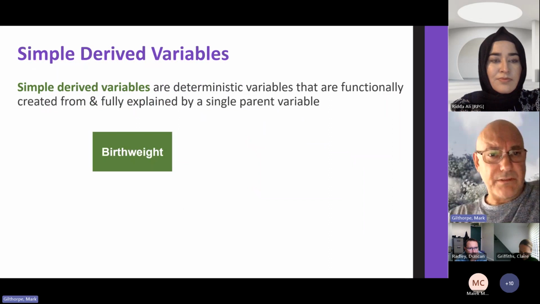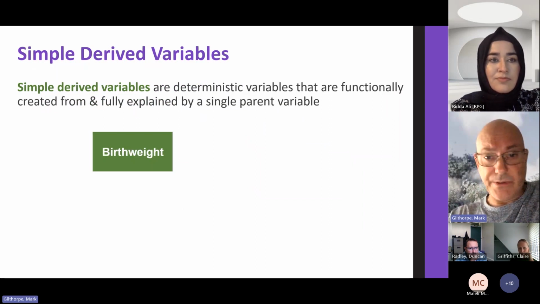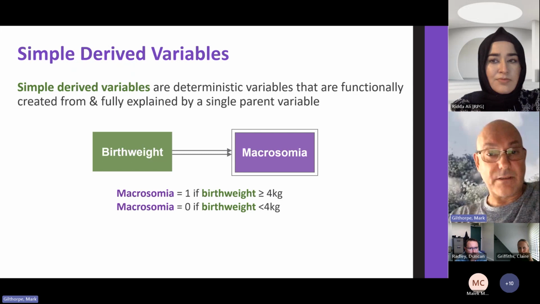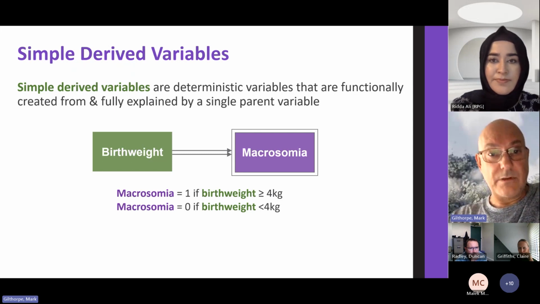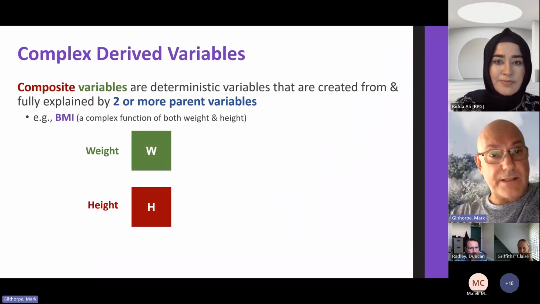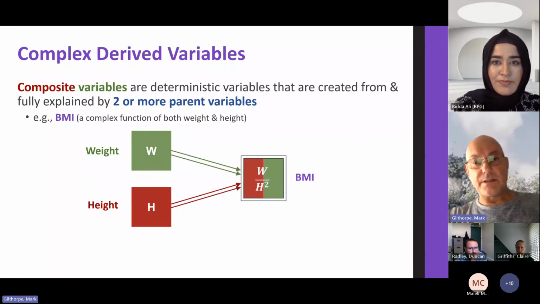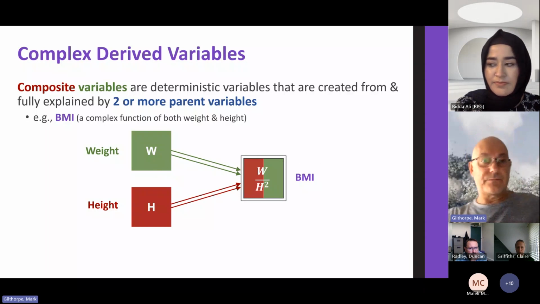So a simple derived variable, here I've chosen a continuous measure to be birth weight, can be thresholded, for example, either side of 4 kilograms to make a binary variable, macrosomia. That's the very simplest example. More complex and totally relevant to obesity research is the BMI, which is a bit more complicated because we create a ratio variable of weight divided by height squared.